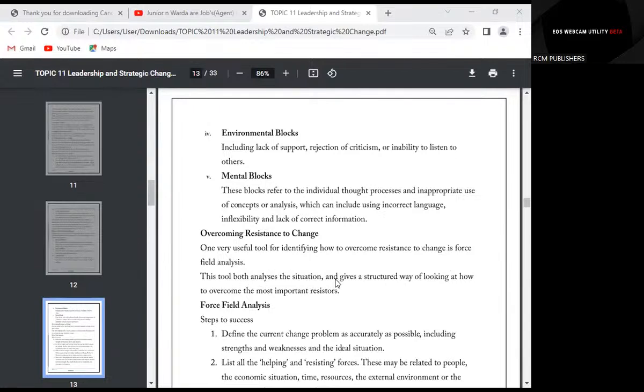So this tool both analyzes the situation and gives a structured way of looking at how to overcome the most important resistors. It normally separates what we call the supporting forces on one side, and the opposing forces on the other. The driving forces are the forces supporting the changes to be introduced. On the other side, we have what we call the restraining forces, which oppose the changes. Through that better analysis, managers will be able to understand how to overcome any possible resistance to a change.